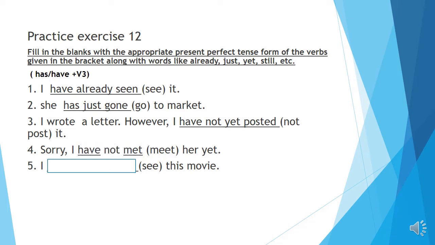Okay children. Number 5. I dash see this movie. Here after the word I, we have to use have, and the past participle of see, V3, is seen, and any one word we have to use: already, just, yet, still. So I use the word already. I have already seen this movie. Okay children.